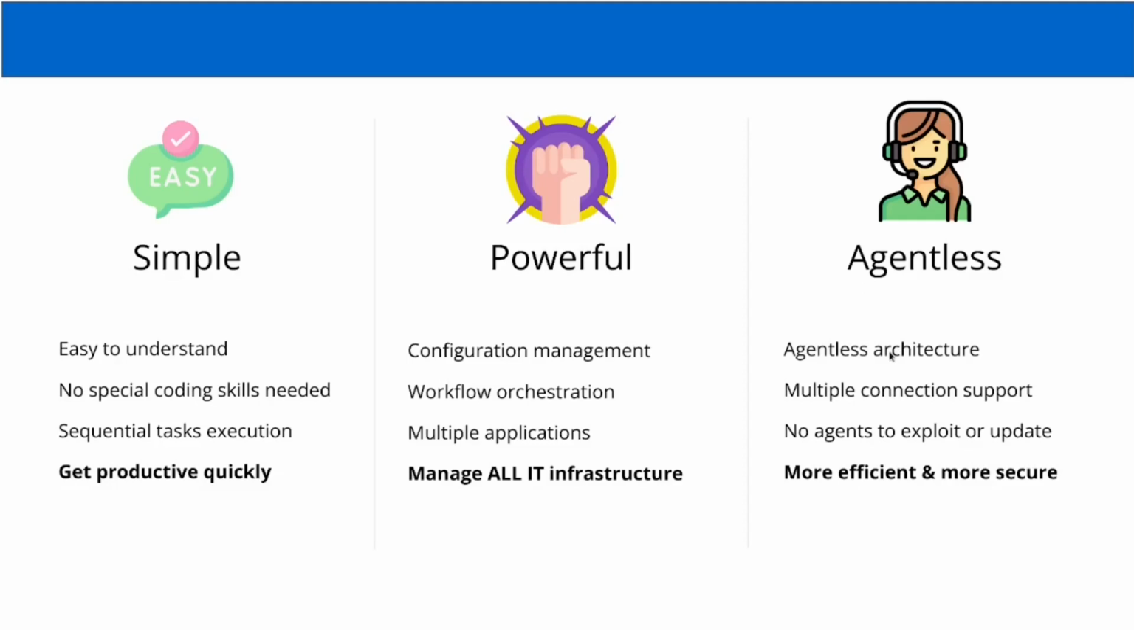Next is agentless. One of the most important features of Ansible is that it has an agentless architecture. You do not require any special application running on the device to which you connect and get the response. Basically, it supports SSH connection. You can run Ansible on a control node and simply manage the managed nodes without needing any third-party software running on those, right? So it is also more efficient and more secure.